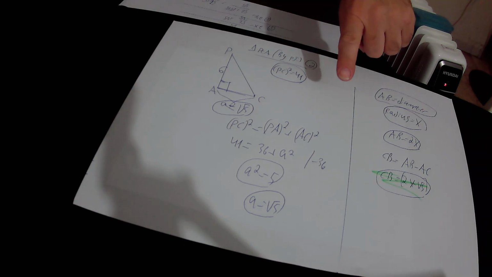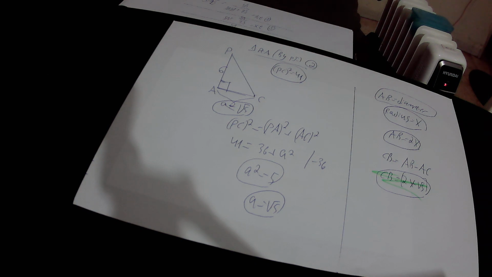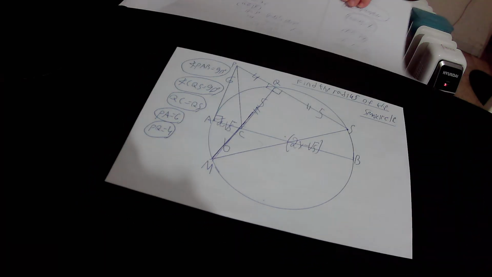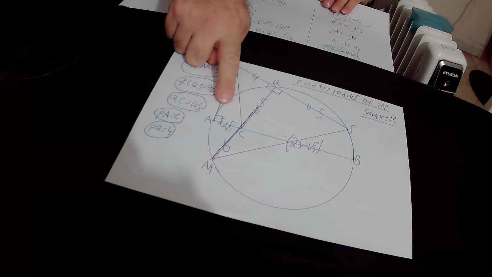Here we subtracted 36 from this equation, and finally we found out that a squared equals 41 minus 36, that is 5. a squared equals 5, we took the square root of this equation, and finally found out that a equals the square root of 5. Here, a equals the square root of 5 units in its length.